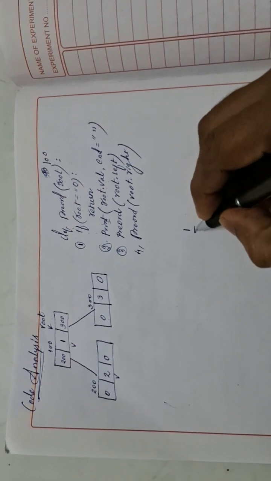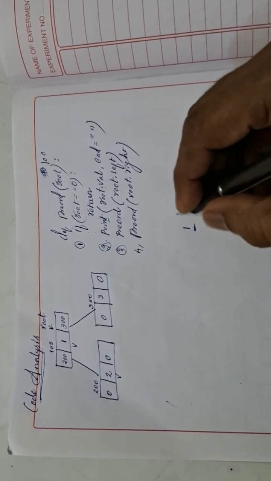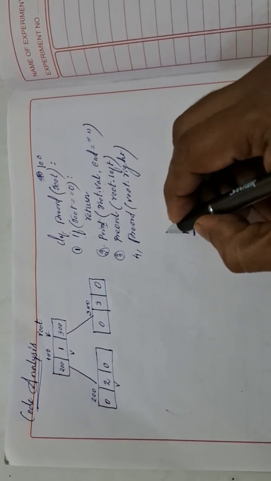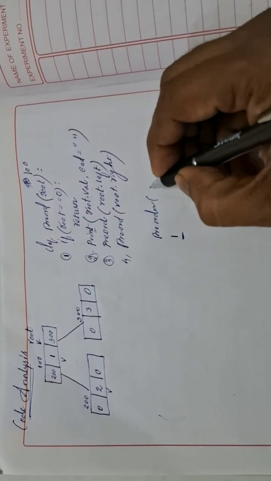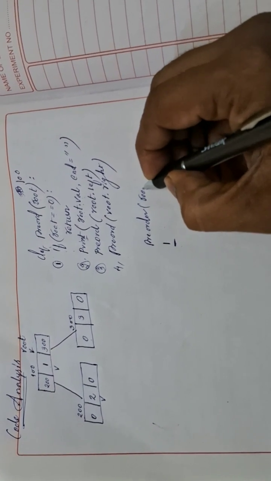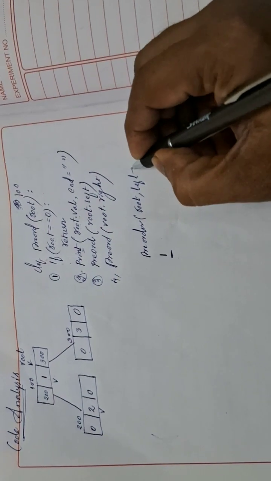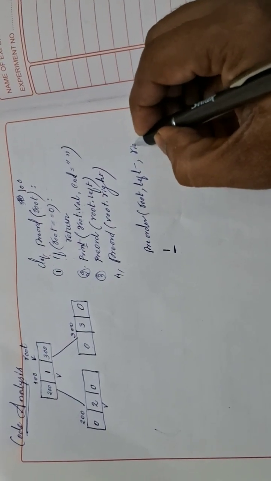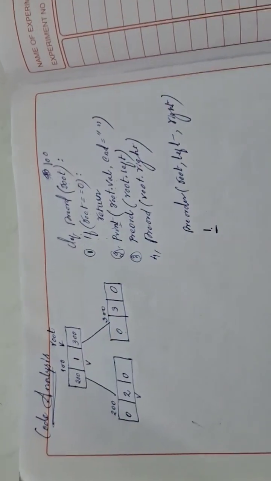So root is printed first, because in pre-order the root will be first, then the left element, and then the right element will be printed last. So 1 will be printed first.